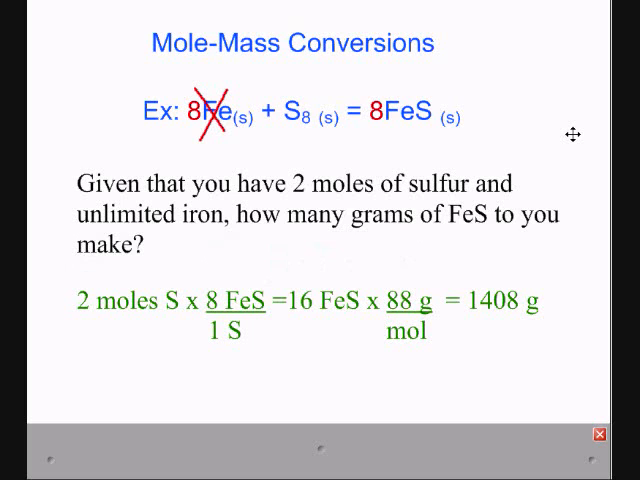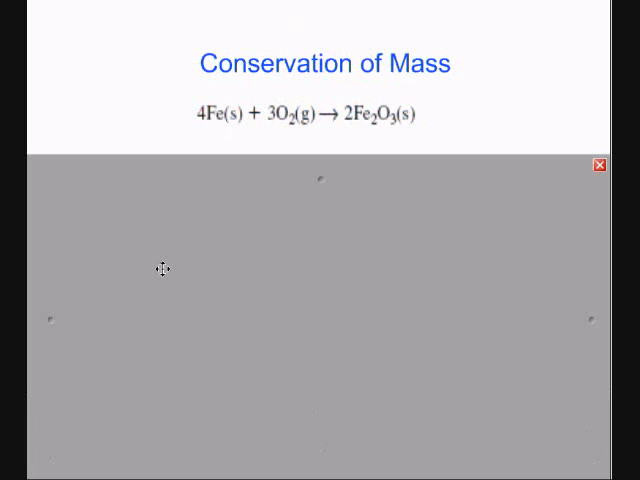2 steps, right? First step, use the mole-to-mole ratio that you've gotten from the balanced equation. Second step, convert the number of moles to grams by multiplying by the molar mass. Let's try another one. Now here's an interesting one, conservation of mass. We've talked about this a lot, right? And this is good verification that what I'm doing is true.